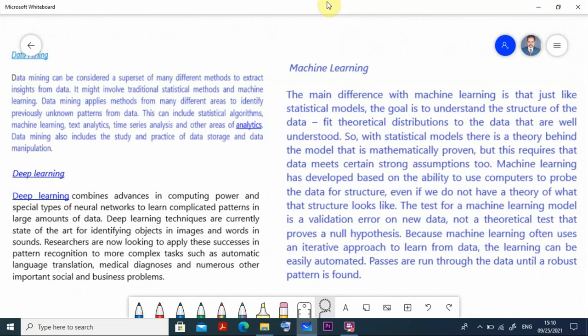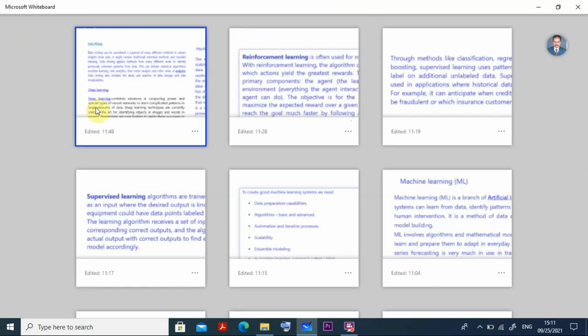The researchers are now looking to apply these successes in pattern recognition to more complex tasks such as automatic language translation, medical diagnosis, and numerous other important social applications. And you will be having some apps now. You talk in German, Dutch, French, or Japanese, and automatically it is converted to your language. That is the application of all these things, right? So these are some of the important differences between all these things.